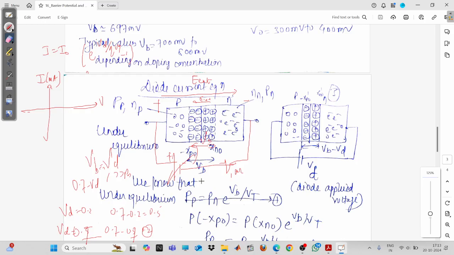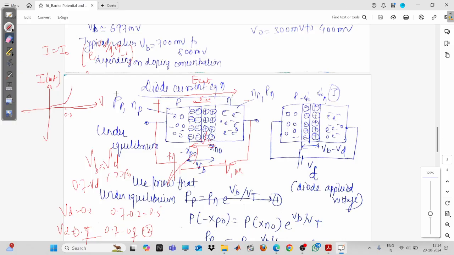The voltage at which the depletion layer breaks down is called the cut-in voltage. For silicon it is 0.7. You can see here this is 0.7, and when this voltage has been attained, the current increases sharply. I'll draw it. The current increases sharply in an exponential fashion.